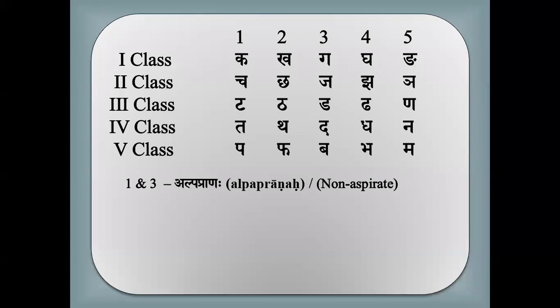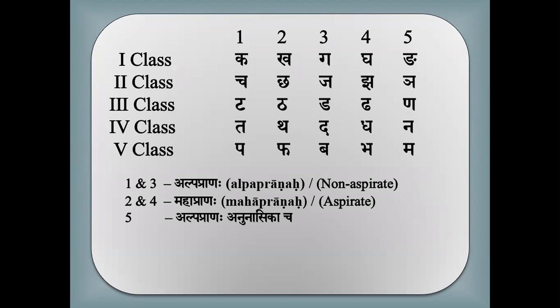Now here, the first letter and the third letter of all the classes are alpaprana, non-aspirate. The second letter and the fourth letter of all the classes are mahaprana, aspirate. And the fifth letter of all the classes is alpaprana and also anunasika. Alpaprana is non-aspirate. Anunasika means nasal. Nasika means nose. Anunasika means along with the nose. So it is pronounced along with the nose.